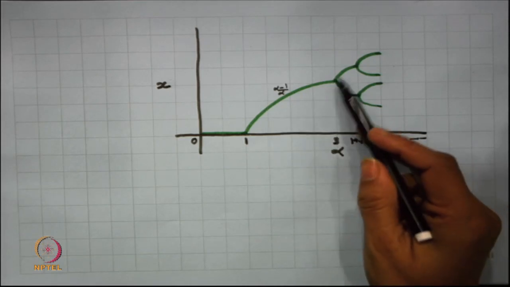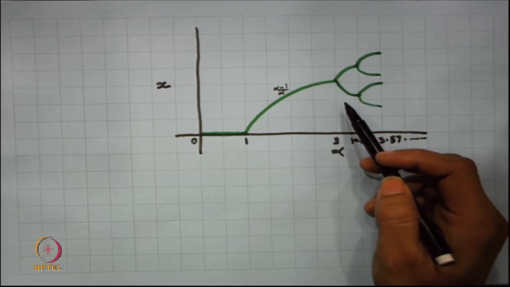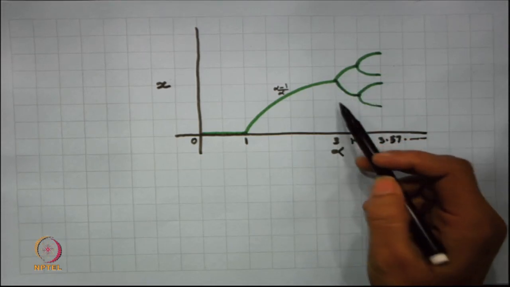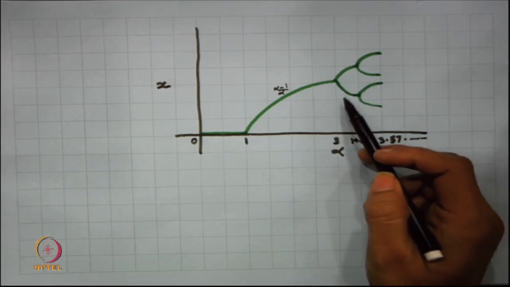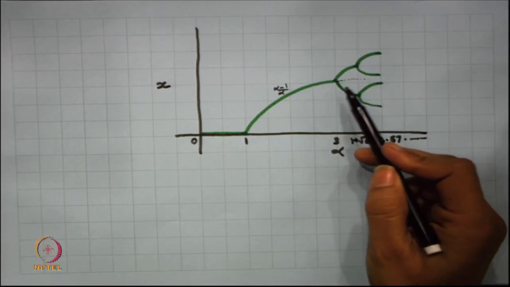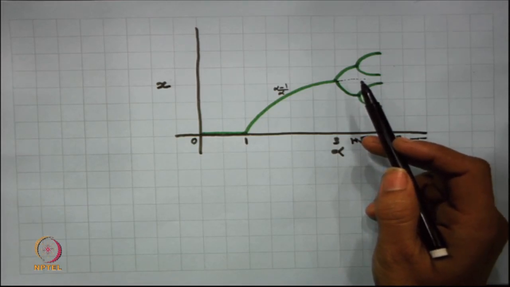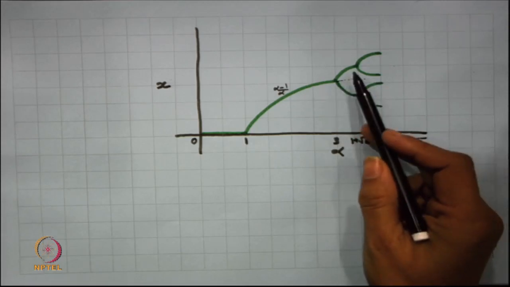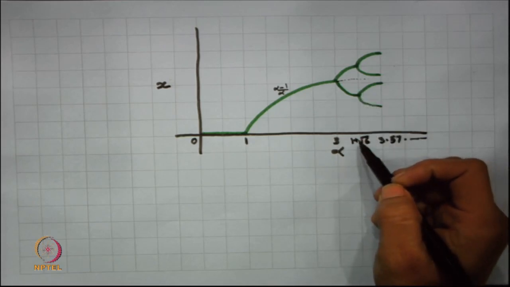And then what happens at 3? Once you go beyond 3, there is a new periodic orbit of period 2, and this periodic orbit is attracting. The fixed point loses its stability. So, this fixed point is definitely there, but now you cannot see this point, because it has lost its attractive nature. So, what you find is only the periodic orbit of period 2, and this goes on till 1 plus root 6.